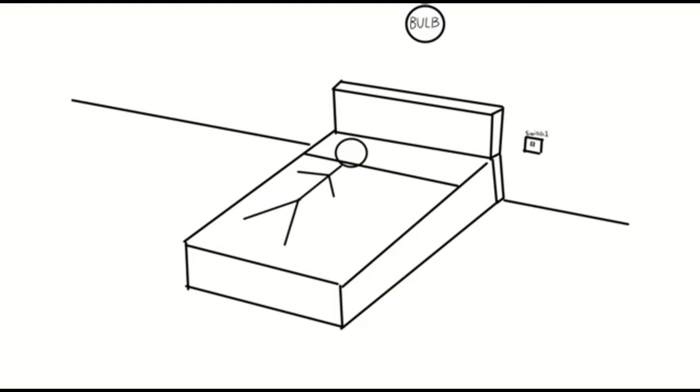Have you wondered how to control one bulb with two switches? And for better understanding, let's set up a scene. Imagine you are lying on your bed on one side, and the light above your head is off. You need to turn it on, but the switch is on the other side.